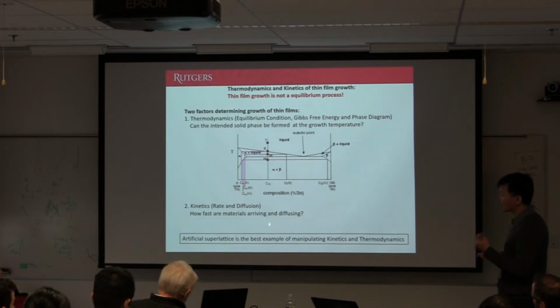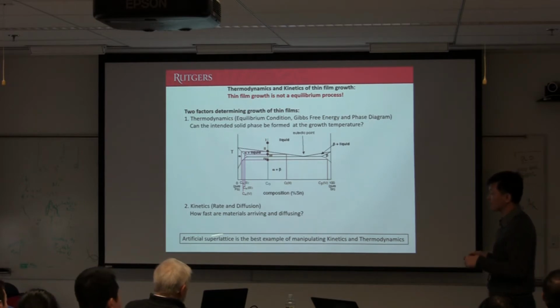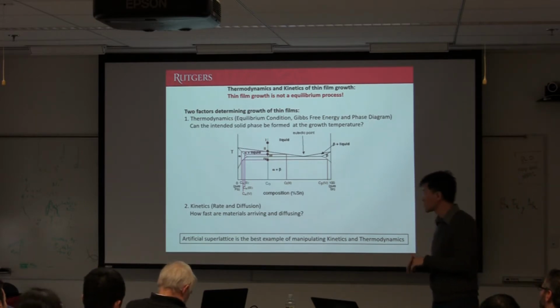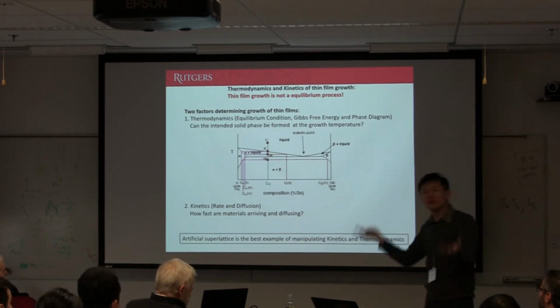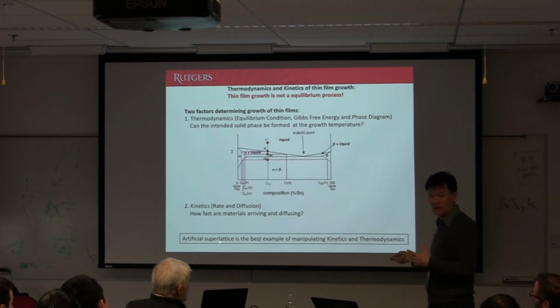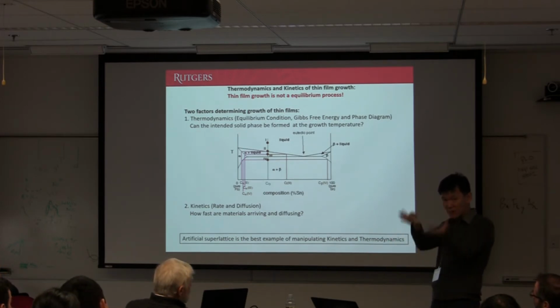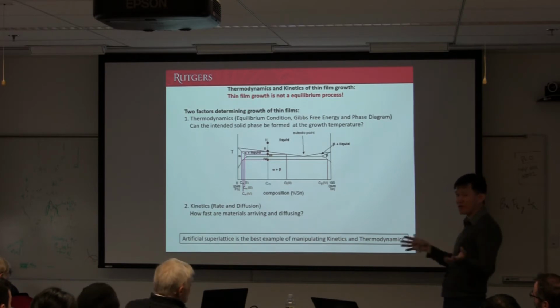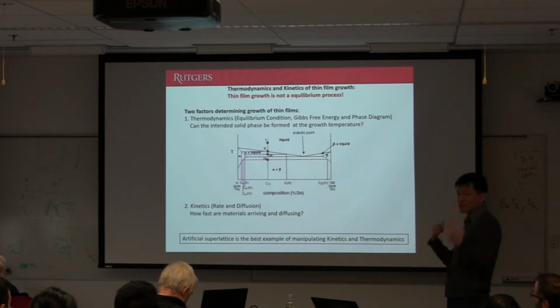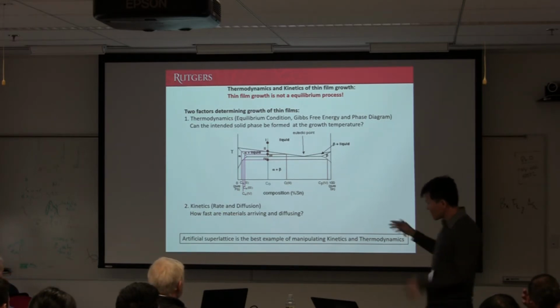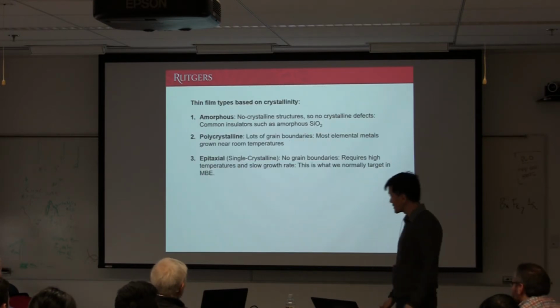That's why, by manipulating this difference between kinetics and thermodynamics, you can create very beautiful artificial superlattices. In full thermodynamic equilibrium, you can never form a superlattice structure unless that's somehow thermodynamically possible. But many of the superlattices you make are not the most stable structure, and still you can make them because you rely on the very slow diffusion along the C direction. So understanding the difference between kinetics and thermodynamics is important.